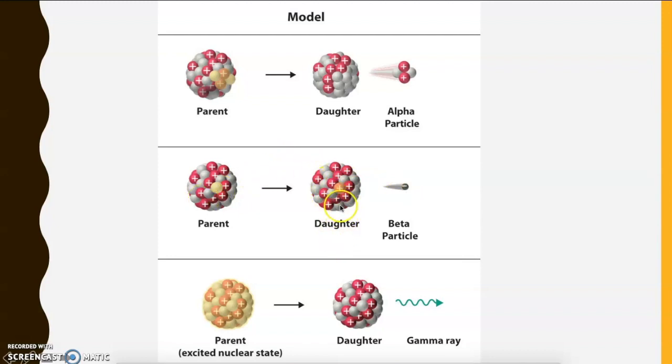It would still have transmutation, and the beta particle itself has the mass of an electron and either a positive or negative elementary charge. Finally, a gamma ray has no transmutation. An excited parent, that's this yellowish here, a parent in the excited state, would simply rearrange its protons and neutrons into a more stable state, and that extra energy gets released as a gamma ray.